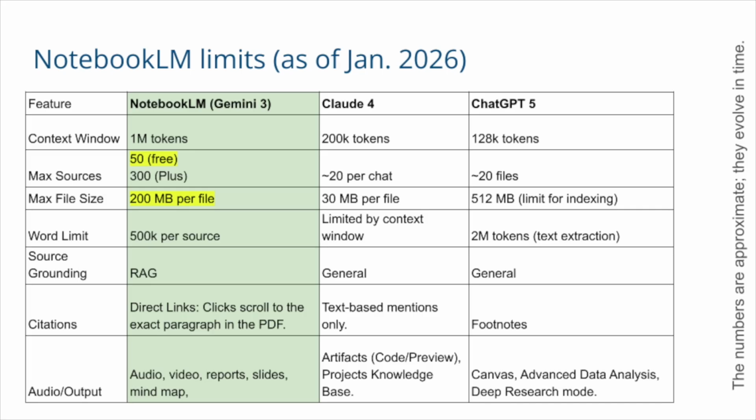As we look at the current landscape of LLMs being used for research in early 2026, NotebookLM, now powered by Gemini 3, really sets itself apart through its sheer scale and precision. While competitors like Claude 4 and ChatGPT 5 offer impressive reasoning capabilities, NotebookLM's 1 million token context window allows it to ingest far more data simultaneously. We're looking at a capacity of up to 50 sources for free users and 300 for Plus, with a generous 200 megabytes limit per file.